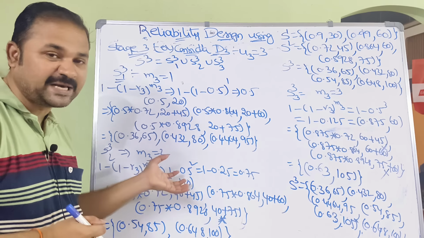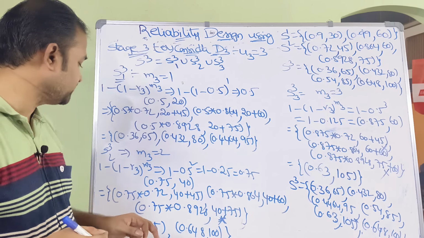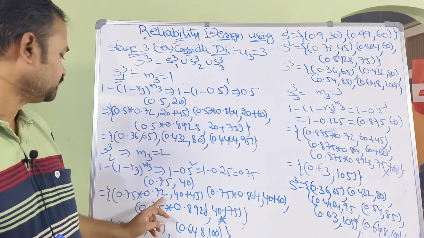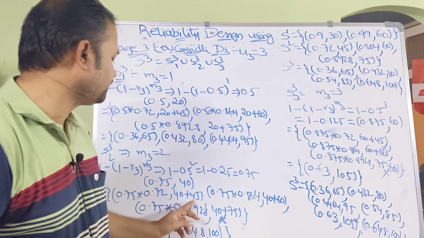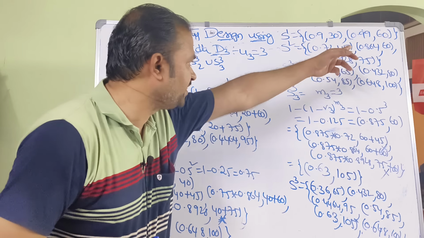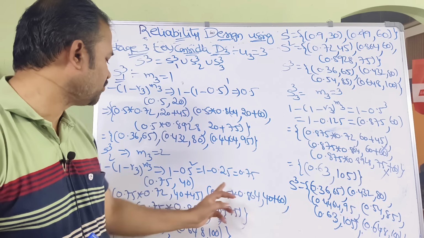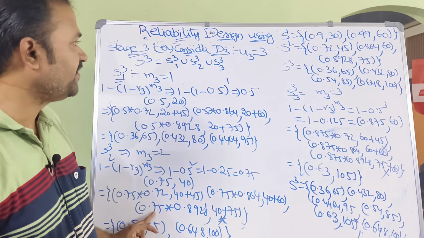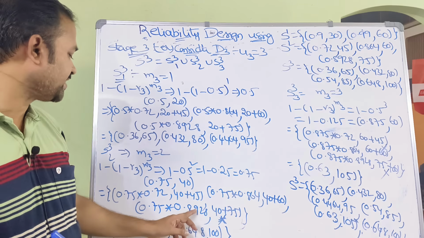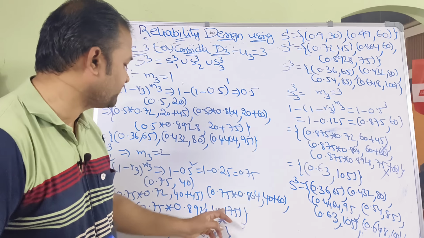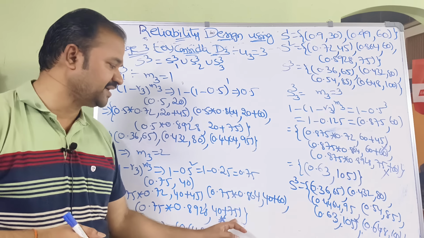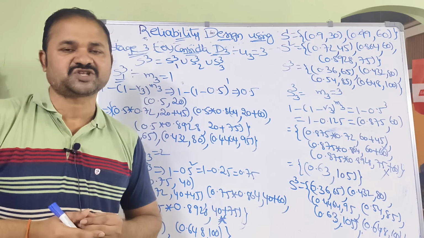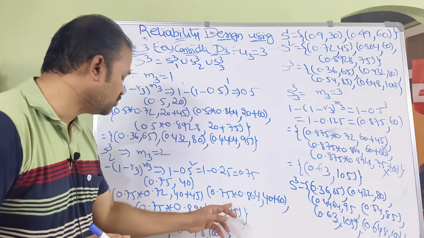So now we have to multiply and add with the previous stage information. So 0.75 into 0.72 comma 40 plus 45 comma, 0.75 into 0.864 comma 40 plus 60 comma, next 0.75 into 0.8928 comma 40 plus 75. So here we have 40 plus 75. So 40 plus 75 means 115, but the maximum cost of the system is 105. So we have to remove this pair.